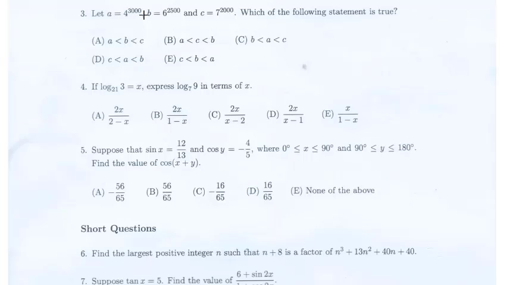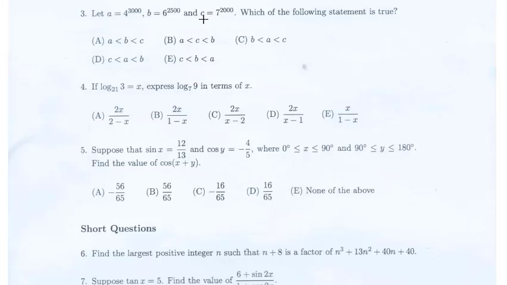SMO 2019 Senior Section First Round. Problem number 3. Let A equals 4 to the power of 3000, B equals 6 to the power of 2500, and C equals 7 to the power of 2000. Which of the following statements is true? We should find the order of A, B, C.